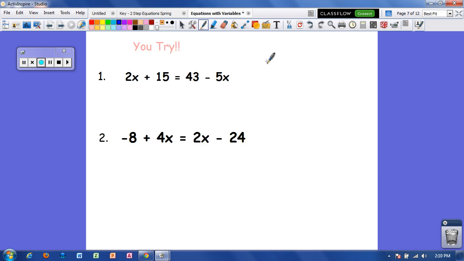All right, now it's time for you to try. Go ahead and solve these two problems. Make sure you check them both. Make sure you have completed them entirely so that you can get full credit on your notes.